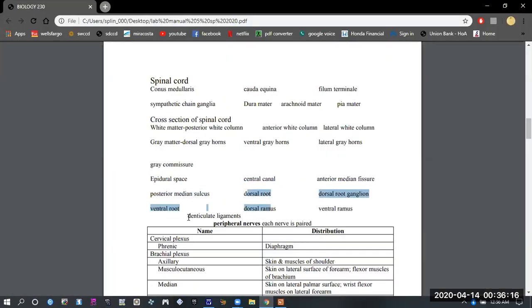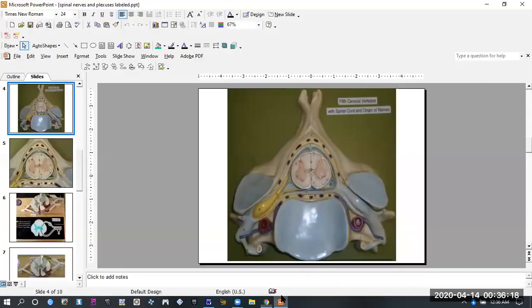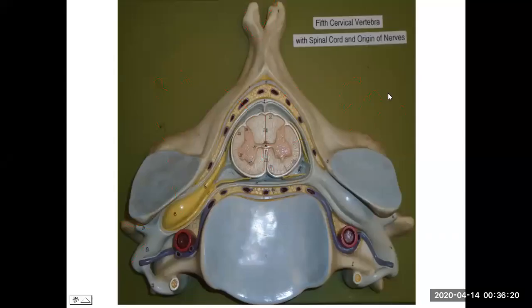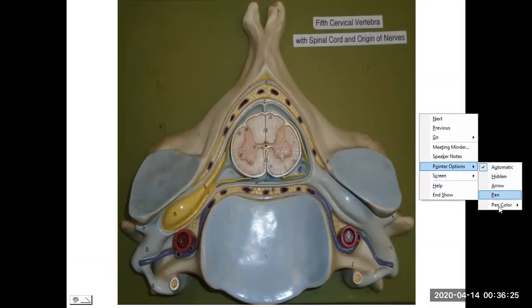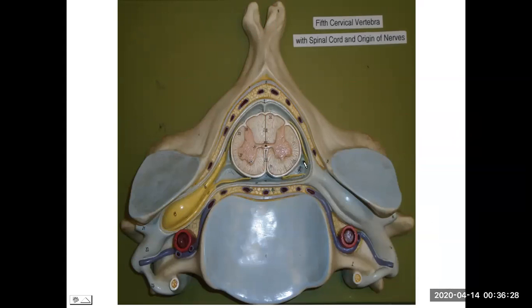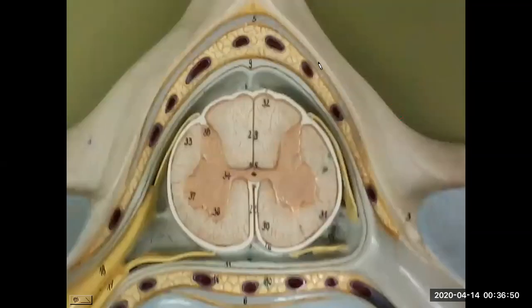The final structure to point out is a denticulate ligament. The denticulate ligaments are seen here. So right in this area is where we see a denticulate ligament. And it's a branch of the pia mater. Again, this layer right against the spinal cord. And the lateral extension of it, these are the denticulate ligaments. So all of this area, we could zoom in a little closer and we'll go through this.